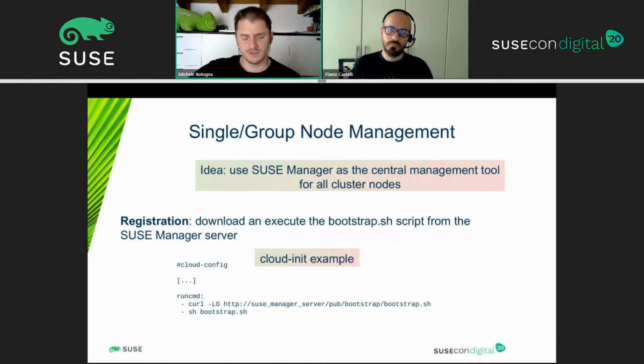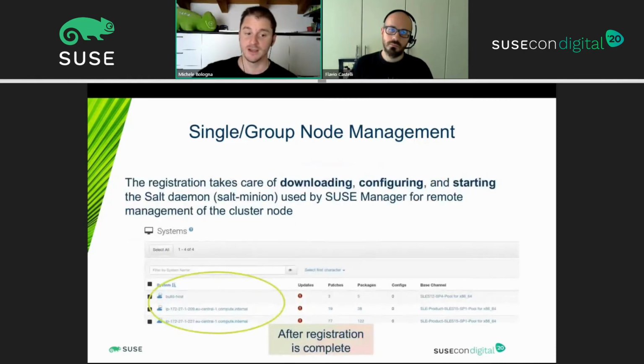And what's behind bootstrapping? You have to download a bash script, you can see here the bootstrap.sh, and you have to execute it, plain and simple. Here I inserted a cloud-init example. So you have your cloud instances. You just attach these two commands to your cloud-init, and you magically have your system appearing in SUSE Manager. You can see here that after the registration is completed, my tree system showed up in SUSE Manager.